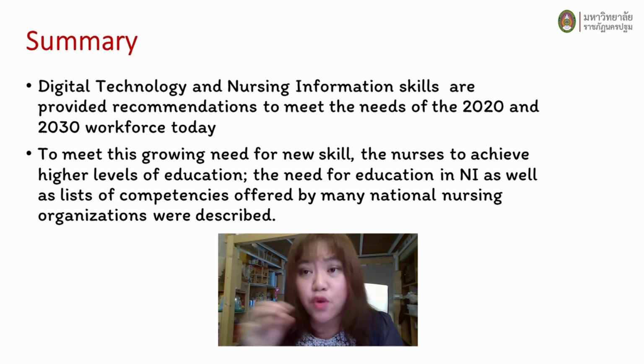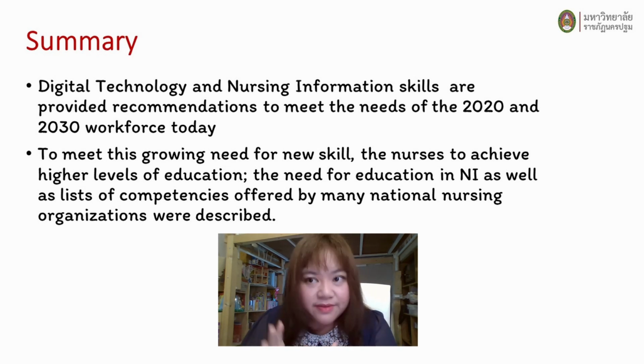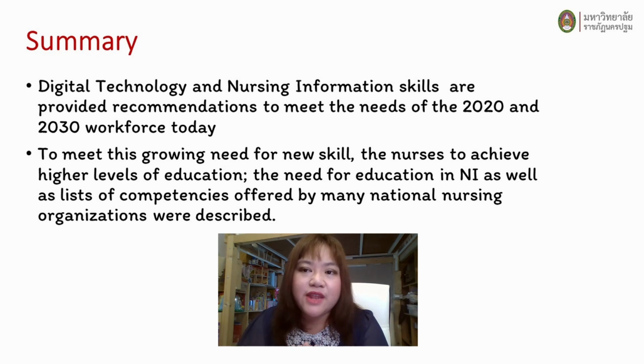To meet the growing need for this new skill in the world, nurses must achieve a higher level of education. The need for education in NI, as well as the list of competencies offered by many national nursing organizations, were described. Everything can serve us now, but nurses and nursing students have to find a way, find more information about this to improve yourself.